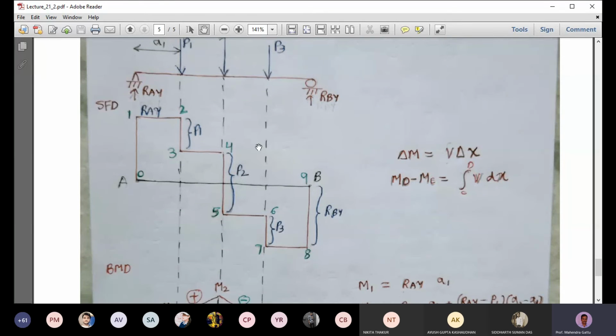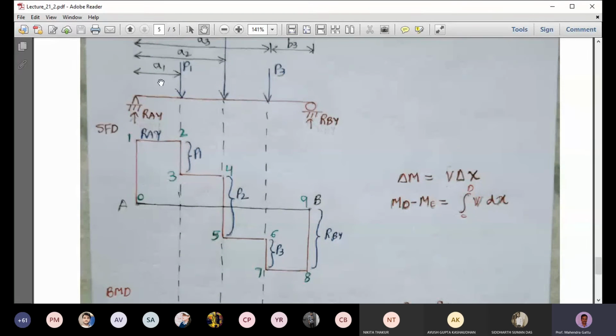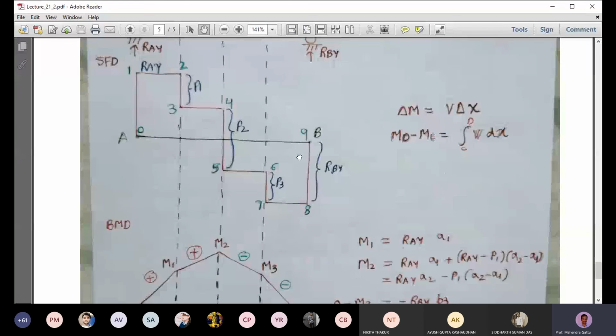The other way is you cut the cross sections between these two sections. You can cut a segment between these two concentrated loads and do the analysis. Or this is another way: by this movement of the reactions and the concentrated loads, you can follow those directions and get the shear force diagram.